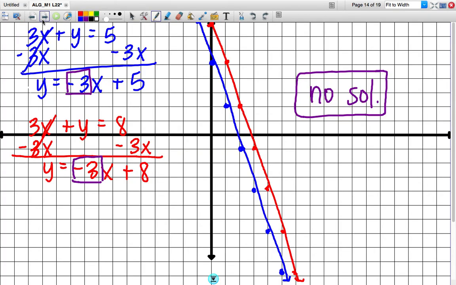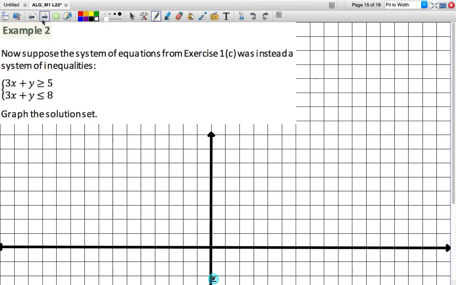Now let's look at example 2. The question is, now suppose the system of equations from exercise 1, part C, was instead a system of inequalities. Graph the solution set. So first of all, note that the directions don't ask us to solve it algebraically. They ask us to just simply graphically solve this.